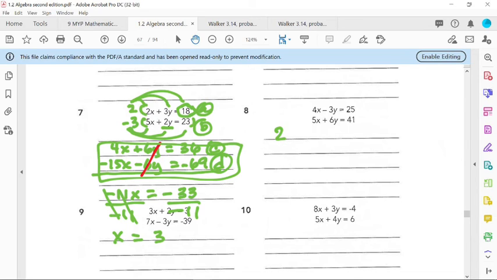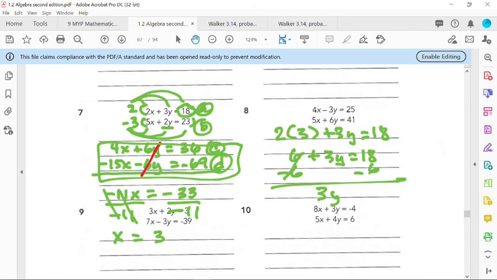Top one. Okay, so 2 times 3 plus 3y equals 18. 2 times 3 is 6 plus 3y equals 18. Subtract the 6 from both sides to get the y term by itself. Gives you 3y equals 12. Divide both sides by 3, and you get y equals 4. The answers to everything are not 3 and 4s, but here you go. Ordered pair is 3, 4. The last thing we did, the ordered pair was 4, 3.